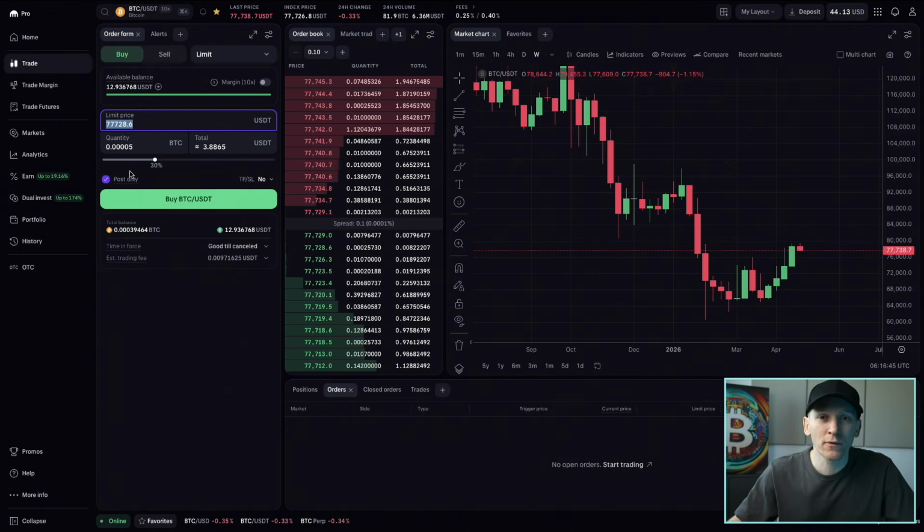I'll explain what a post-only order type is on Kraken. So I'm on Kraken Pro here. You can see post-only right here. So this is toggled on. This is something that we use when we're trading limit orders.